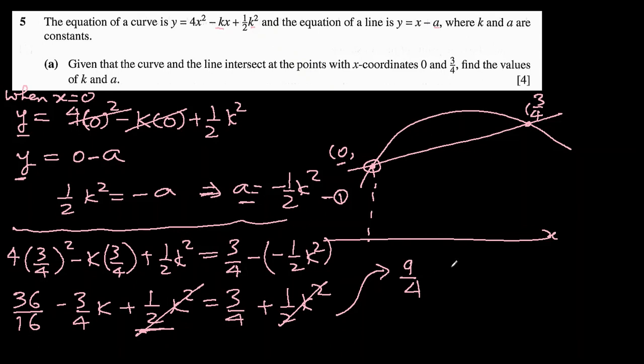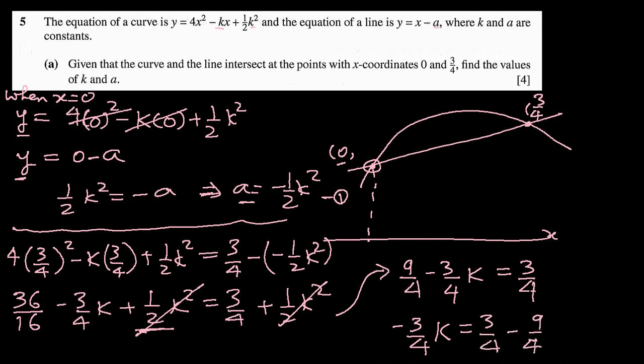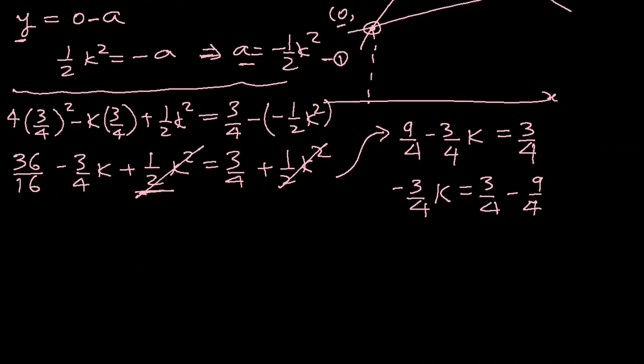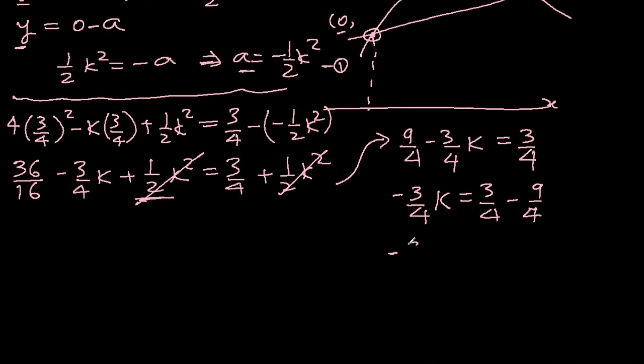9 over 4 minus 3 over 4k equal to 3 over 4. So minus 3 over 4k we can keep here. And here we get 3 over 4 minus 9 over 4. All right. So minus 3 over 4k equal to minus 3 minus 9, minus 6 over 4.